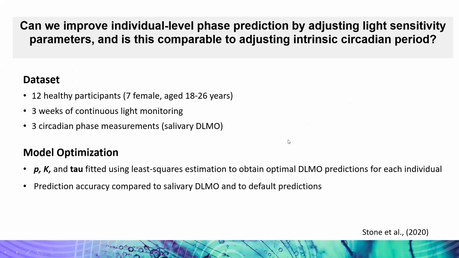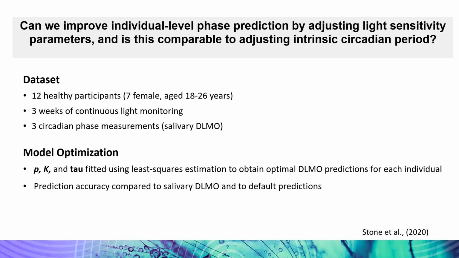So that was the question we asked: could we improve individual level phase prediction by adjusting light sensitivity parameters in the model? And is that comparable to adjusting intrinsic circadian period? Because the intrinsic circadian period has always been the default choice for explaining individual differences. We always talk about someone who's a late type probably has a long tau, someone who's an early type probably has a short tau. But I began to wonder, based on these data, whether some of these light sensitivity parameters might actually be just as important.